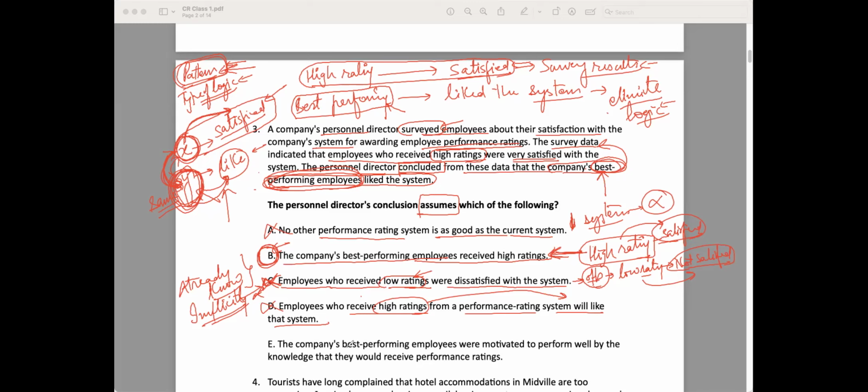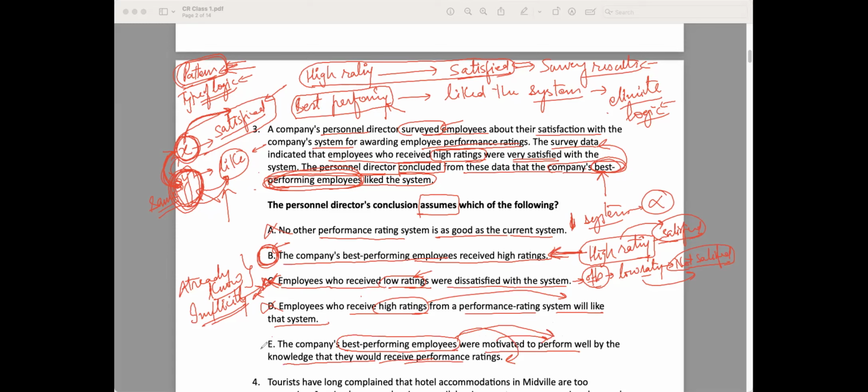Okay. Company's best performing employees. Now, this option talks about best performing employees. Okay. They were motivated to perform well by the knowledge. Again, it is simply talking about the best performing being motivated to perform well by the knowledge that they received. But it doesn't tell me whether these are the people who actually received high ratings or not. They were motivated to perform, but whether they actually performed, or whether they got the high ratings or not, we don't know that.